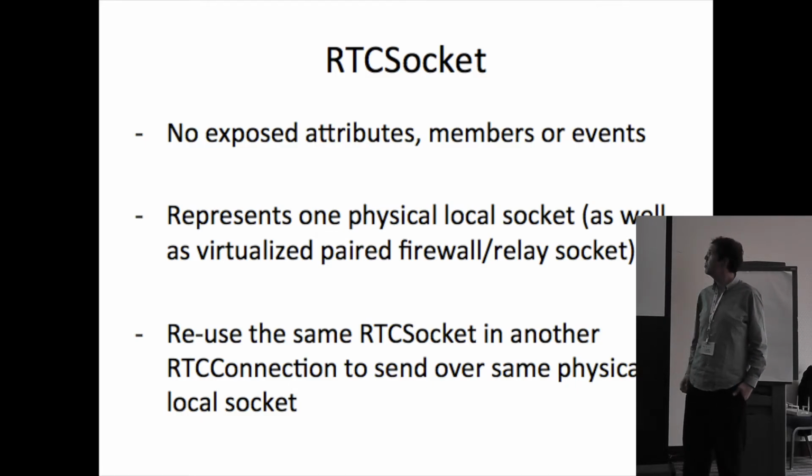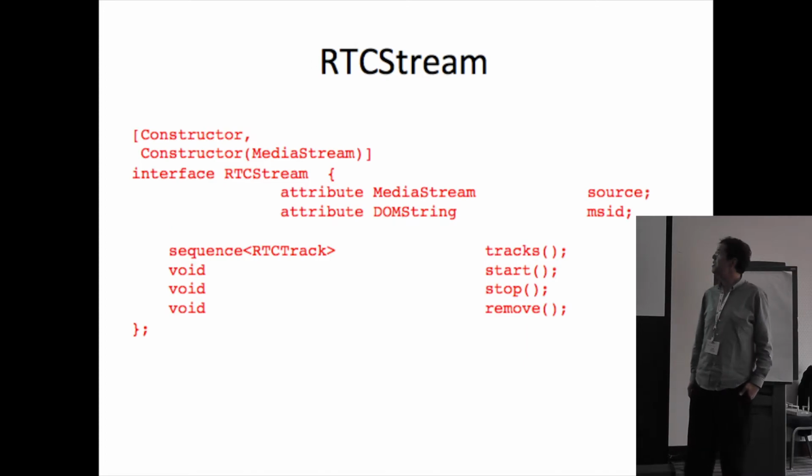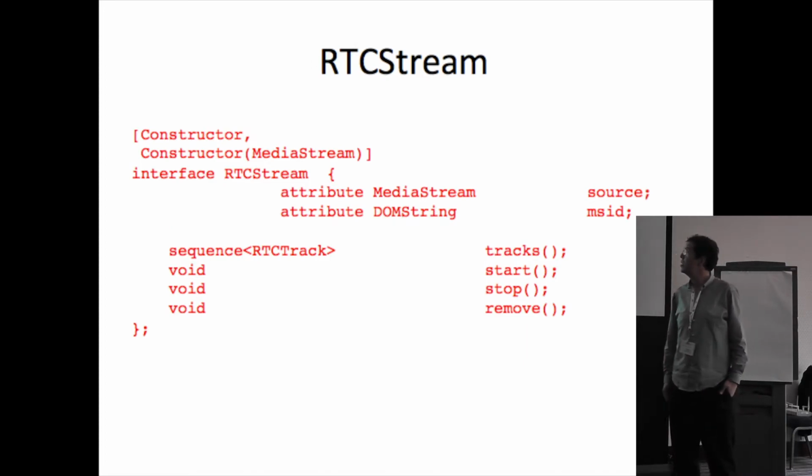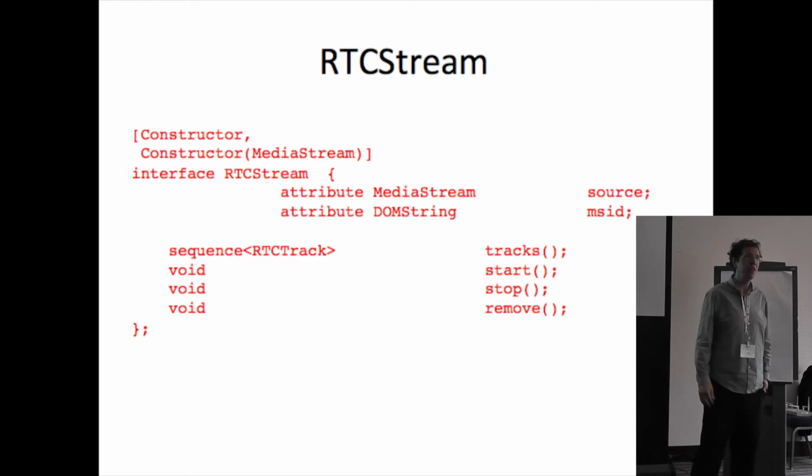RTC socket, no members. I think I already talked about this, so we can skip on to the next one. RTC stream. What is RTC stream? It's the representation of a media stream object. It's connected to the media stream object, and it's the container of all the RTC track objects. I'm not so certain about these methods, so take all of these with a grain of salt, as this again is a work in progress.